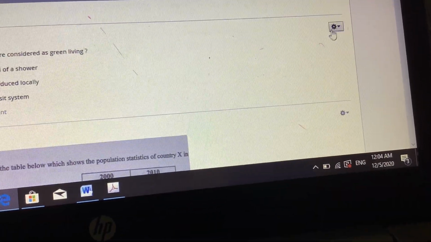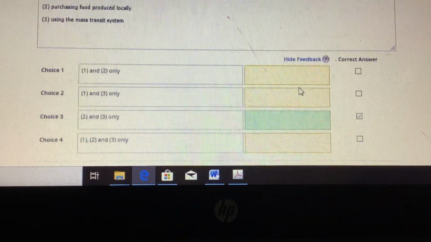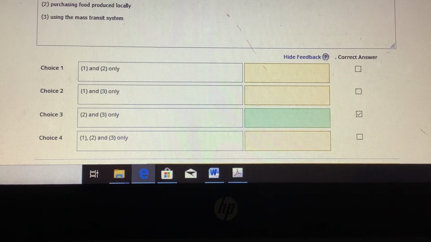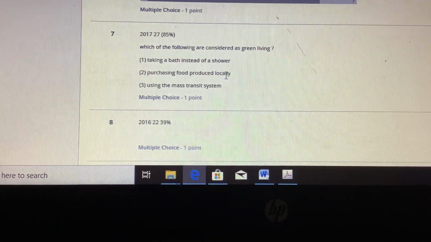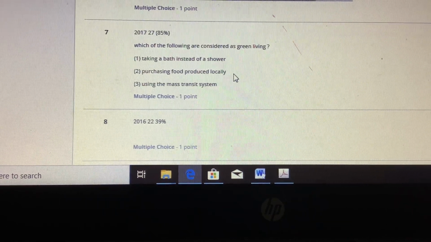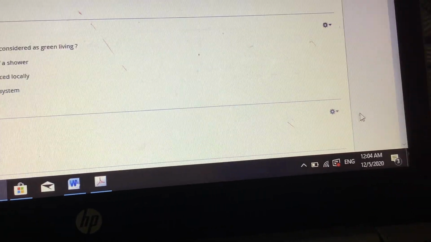It's very simple, so 85% of the people got it right. Okay, number 2, no need to talk about it, because using local food can reduce the food miles and the related burning of fossil fuel. The mass transit system is smarter as well.